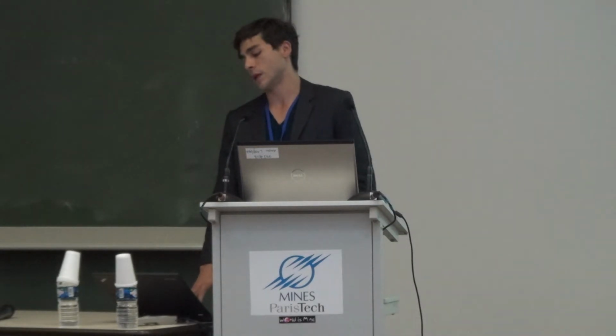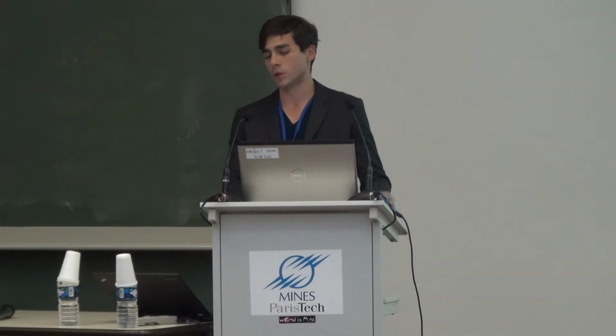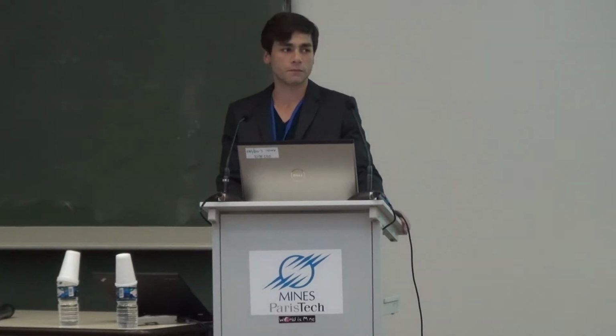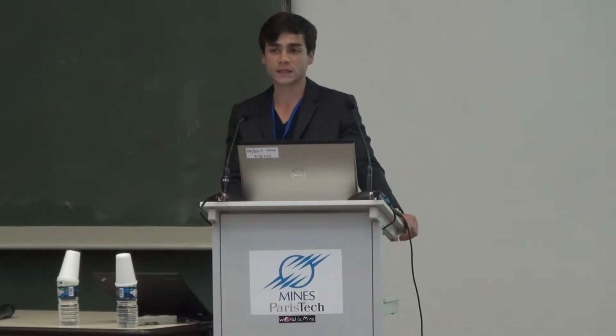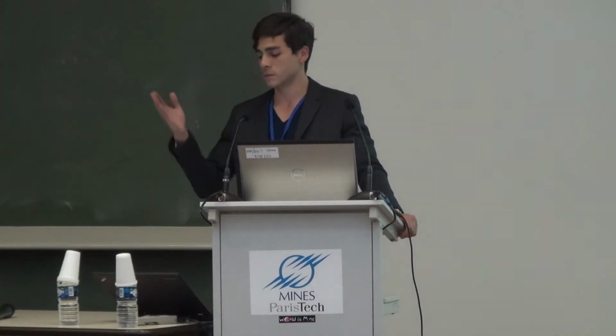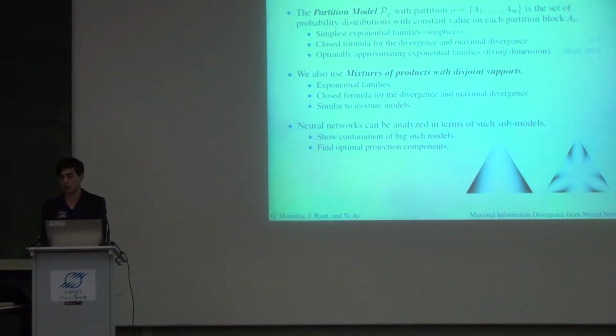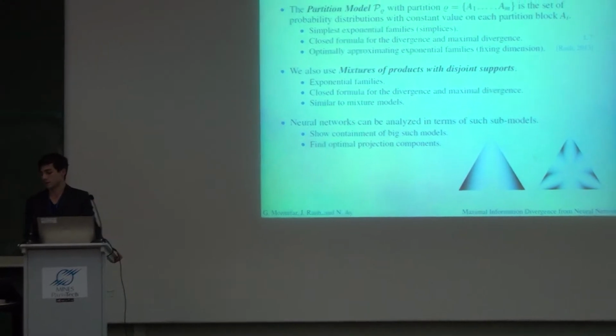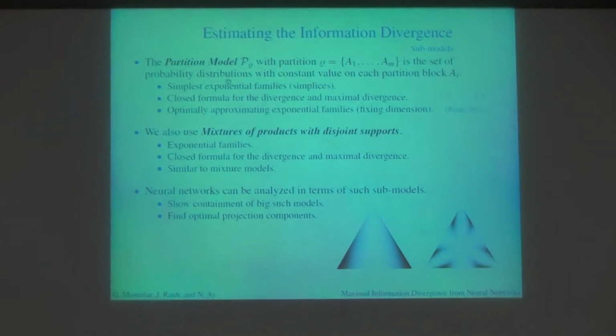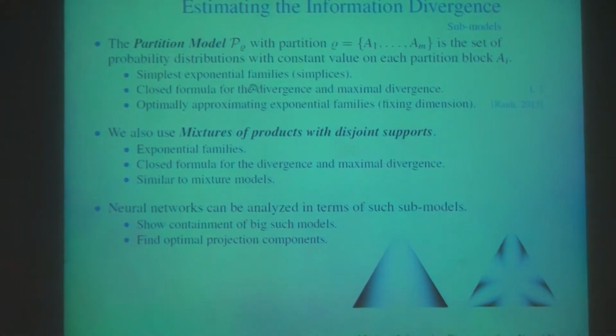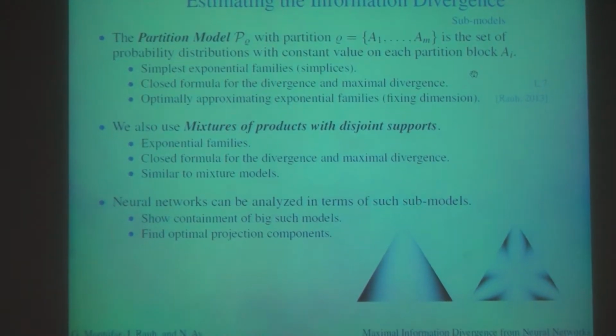Anyhow, the kinds of submodels that we looked at are partition models. These are very simple exponential families. They are a special kind of convex exponential families, actually just simplices within the probability simplex, sets of probability distributions which have constant value on certain blocks of the set of elementary events. One can derive a closed formula for the divergence and maximal divergence of these models.